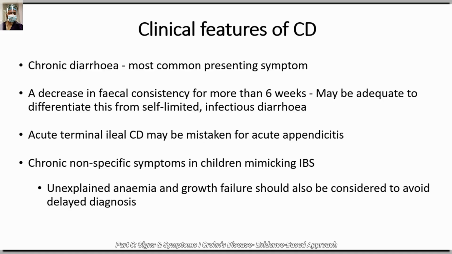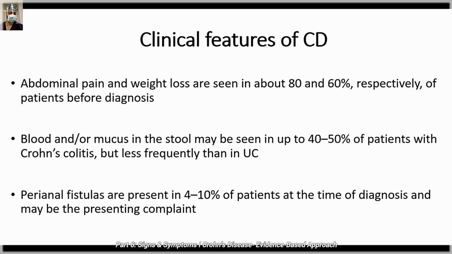persisting beyond more than 6 weeks should not be considered as infective diarrhea, and we should think along the lines of inflammatory bowel disease. Acute terminal ileal Crohn's disease may be mistaken for acute appendicitis, and that becomes one of the differential diagnoses of acute appendicitis. That is the ileal involvement in Crohn's disease. Chronic non-specific symptoms in children mimicking irritable bowel syndrome, that is IBS, like unexplained anemia and growth failure, should also be considered to avoid delayed diagnosis in children.